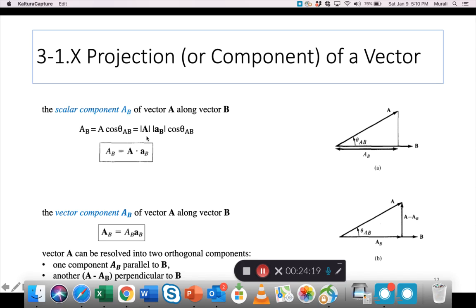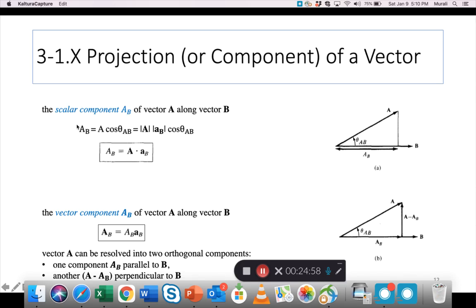And it's also written as magnitude A times magnitude of AB, which is a unit vector in this direction, times cos theta, the angle between the two. Another useful formula to find this value is A dot AB. So how to use these? We'll do some examples and you'll learn. But just remember that when you have two vectors, you'd often talk about the component or the projection of one vector onto another.